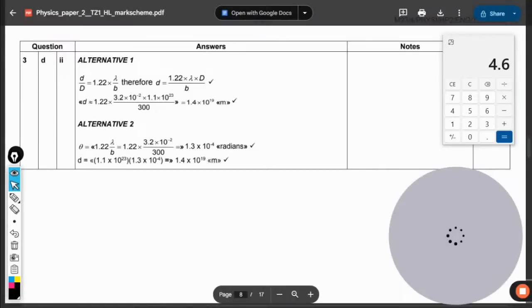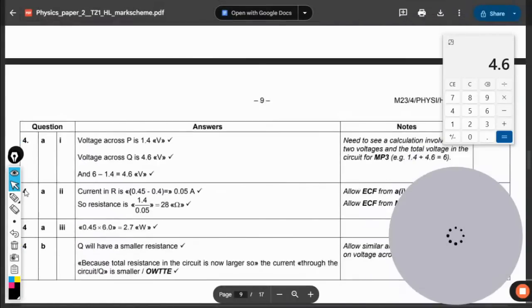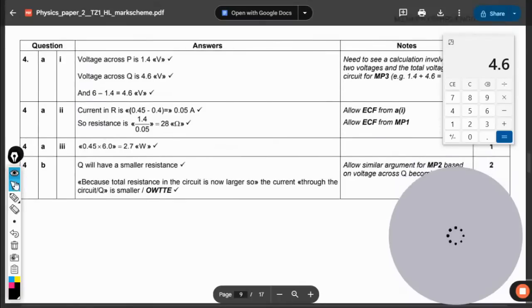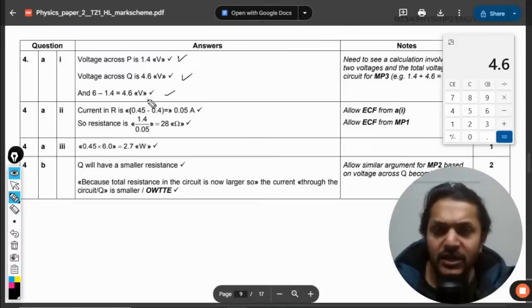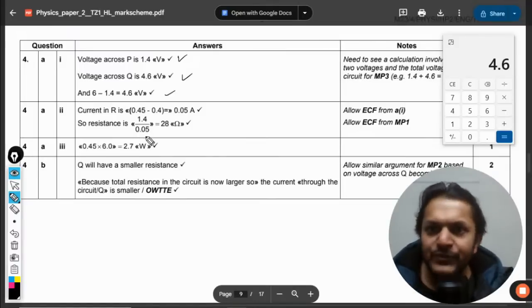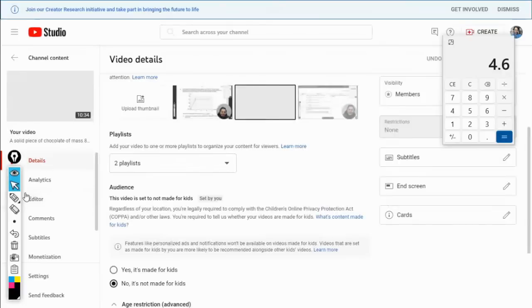Let us see what they have done. So question number 4, the potential difference across P is 1.4. So the voltage across Q will be 6 minus 1.4. And accordingly we can find the current which is passing through Q. So that is coming out to be 0.45 amperes. Let us now move back to our question.